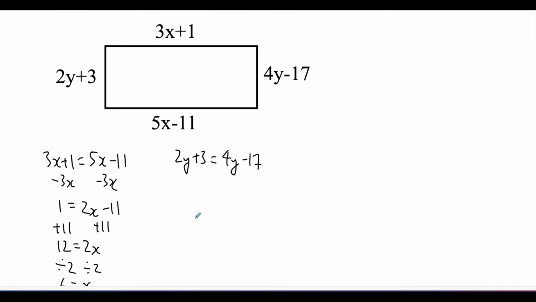Now for this, you just do the same thing. So I'm just going to do it quickly here. You take away 2y from both sides, right? Because we want to make sure that the 2y is gone. So we're left with 3 is equal to 2y minus 17.